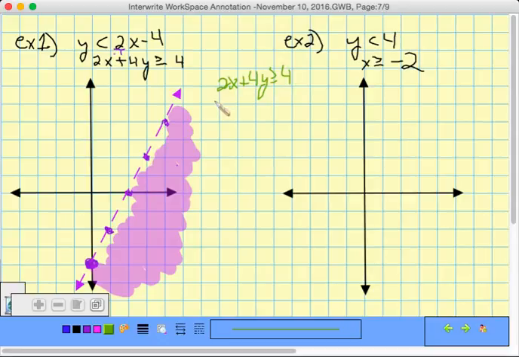I want y by itself, so I'm going to start by subtracting 2x. Which gives me 4y is greater than or equal to -2x plus 4. And we're going to divide everything by 4 all the way across. So that gives me y is greater than or equal to -1/2 x plus 4 divided by 4 is 1. So I'm going to start at +1. And my slope is 1/2, so I'm going to go up 1 over 2.